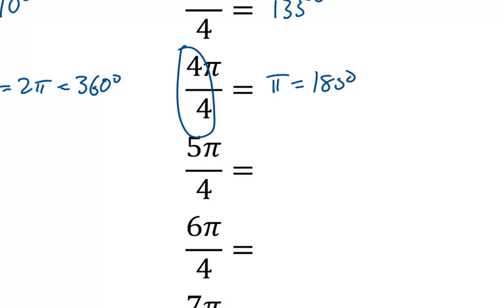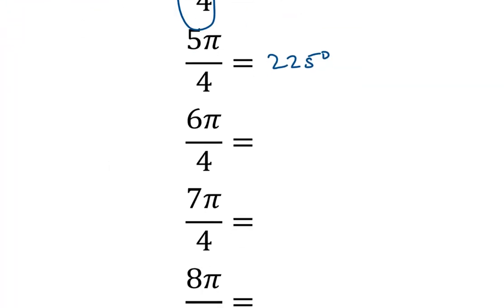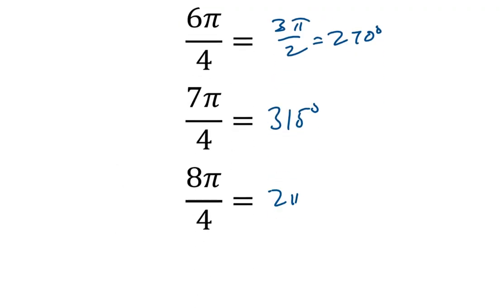What's 5 pi by 4? 225. 6 pi by 4. Yep. 270. So that's 3 pi by 2, which is 270. Again, different ways of thinking about it. 7 pi by 4, just counting by 45s here, so 315. And 8 pi by 4, that's 2 pi, that's 360.